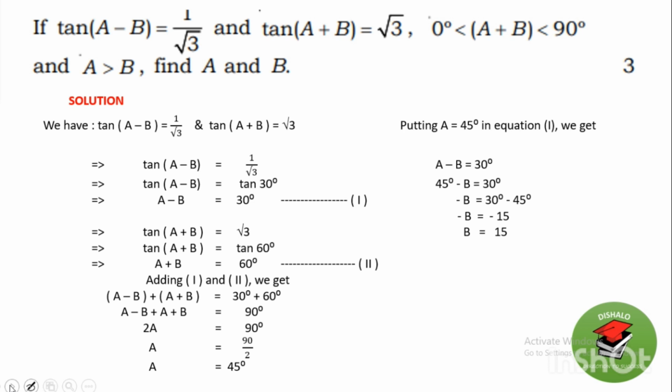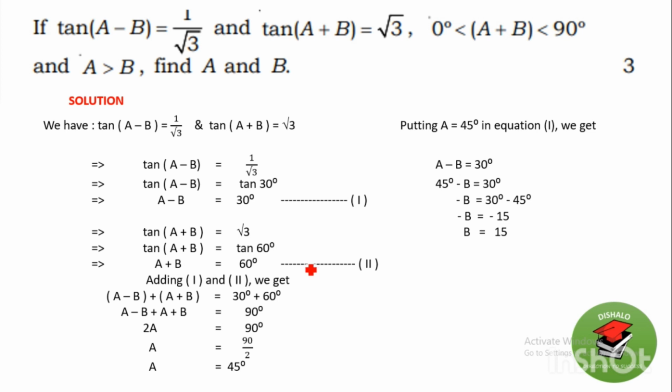So we have these two conditions given, that tan of A minus B is 1 by root 3 and tan of A plus B is root 3. Tan of A minus B equals 1 by root 3, which is tan 30 degree. So from here we get A minus B equals 30 degree. Mark it as equation number 1. Then we take the second equation, tan of A plus B equals root 3, which is tan 60. Then from here we get A plus B equals 60 degree.